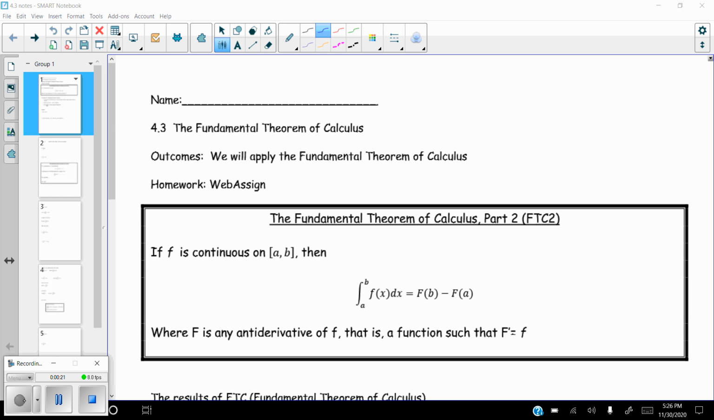There are two parts to the fundamental theorem. It's part 1 and part 2. We're actually going to talk about part 2 first. It actually is going to make things a little bit easier to understand when it comes to part 1.